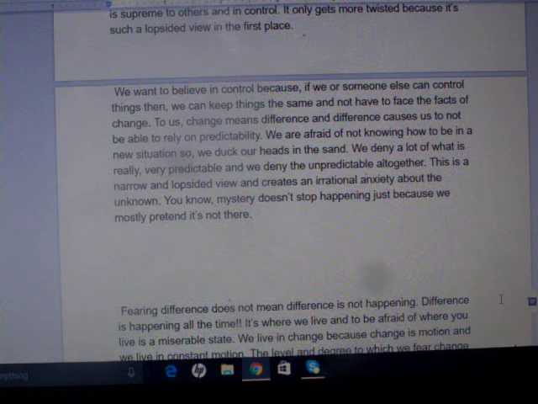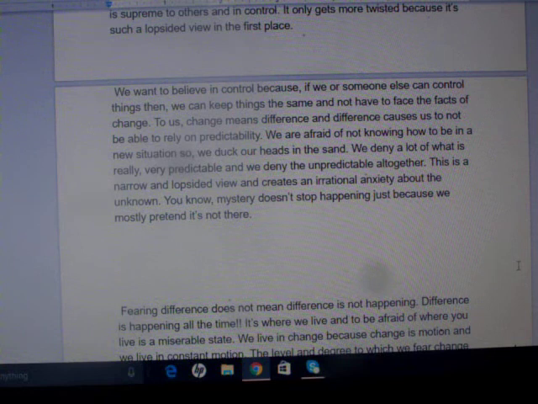We want to believe in control, because if we or someone else can control things, then we can keep things the same and not have to face the facts of change. To us, change means difference, and difference causes us to not be able to rely on predictability. We are afraid of not knowing how to be in a new situation, so we duck our heads in the sand. We deny a lot of what is really very predictable, and we deny the unpredictability altogether.